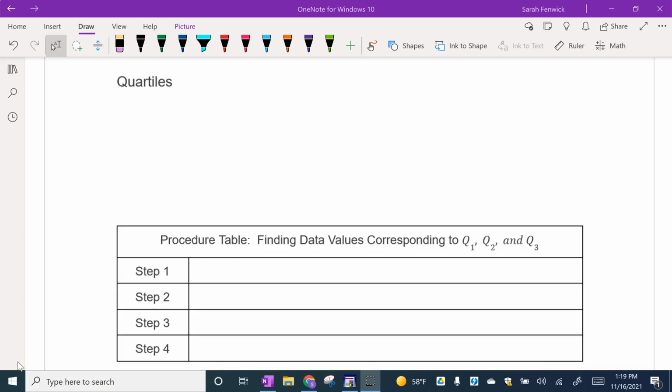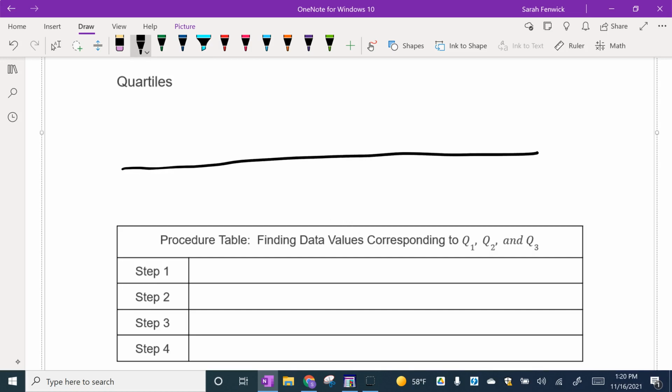Our next measure of position that we're going to discuss for section 3.3 is quartiles. You most likely saw this before when you learned box and whisker plots, but let's talk about it real quick. I'm going to draw this number line, split up pretty evenly, with our lowest value, which is our min, and our highest value, which is our max.